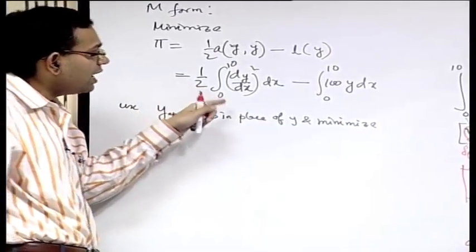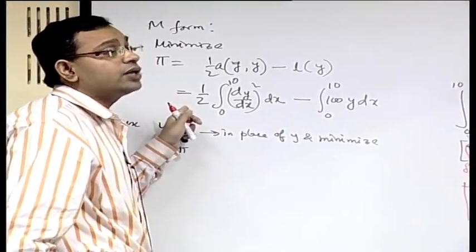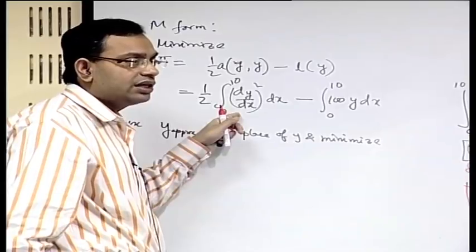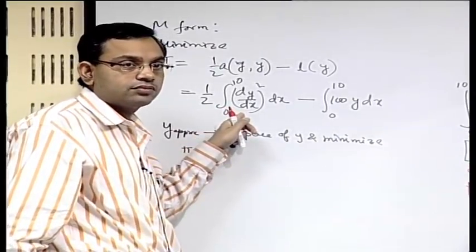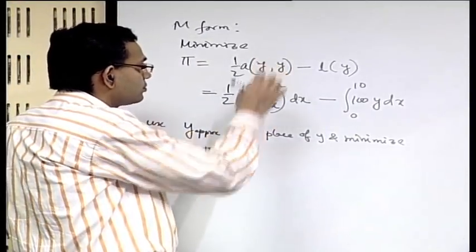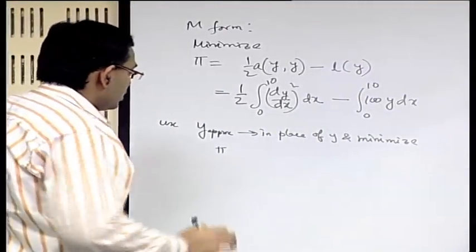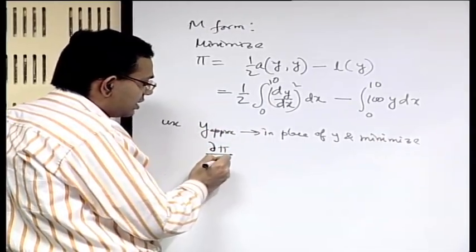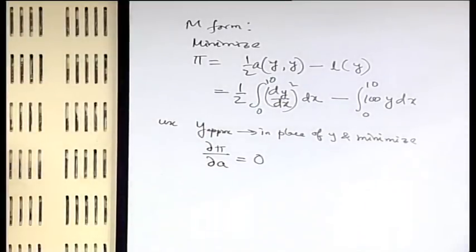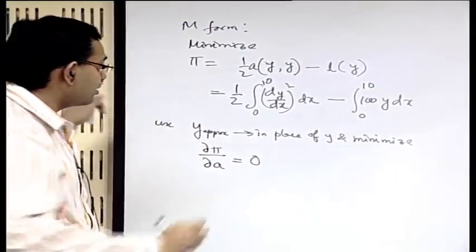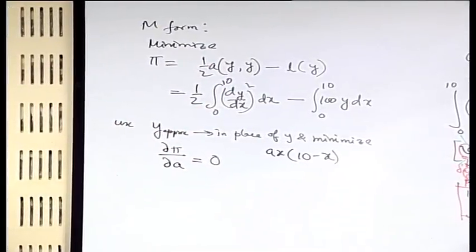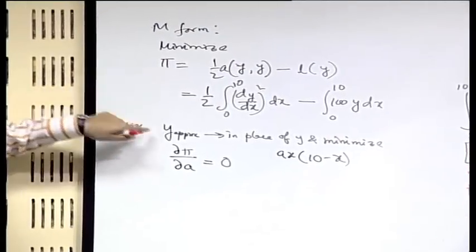So, here you have come to a form which is a minimization problem where you require only a trial function, not a weight function, and the continuity of the trial function is one order less than that of the ordinary differential equation originally given. That is pi equals half AYY. Now you try to minimize this and set its derivative with respect to a equal to 0. We are considering y approximate the same as a into x into 10 minus x, the same form, and your objective is to minimize this based on the choice of this approximating function.